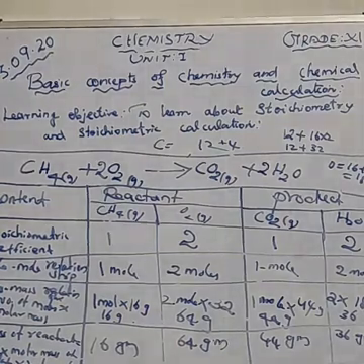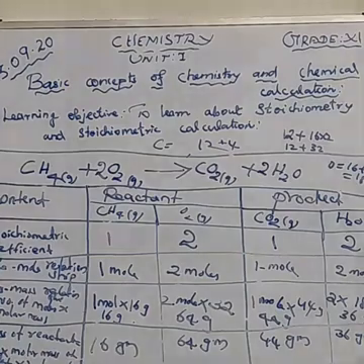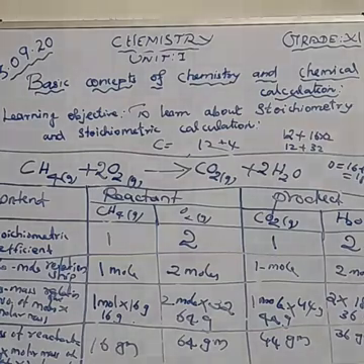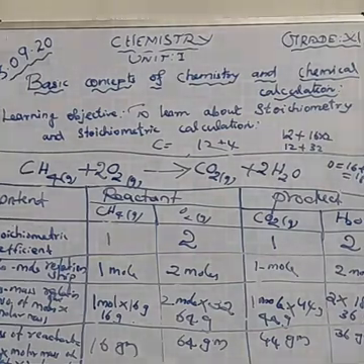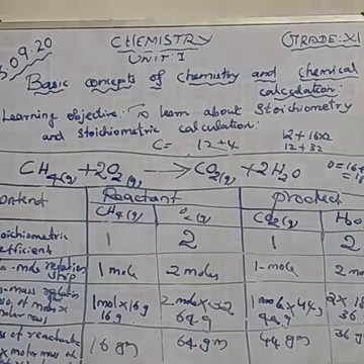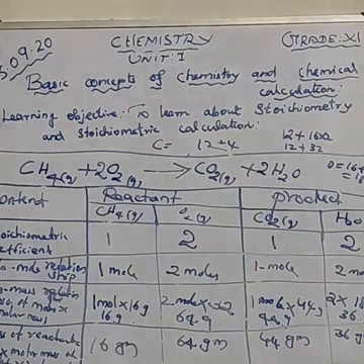Next one, volume relationship. Volume relation. Volume, I already told you about that. Volume should be taken as 22.4 liters. Am I right? So number of moles, how much? Number of moles is 1 into 22.4 liters. So what's the answer? 22.4 liters.